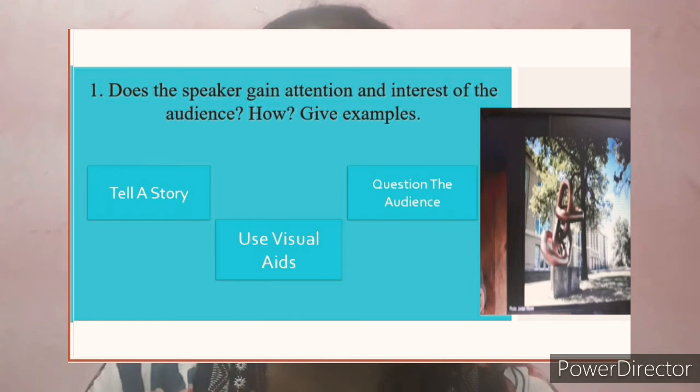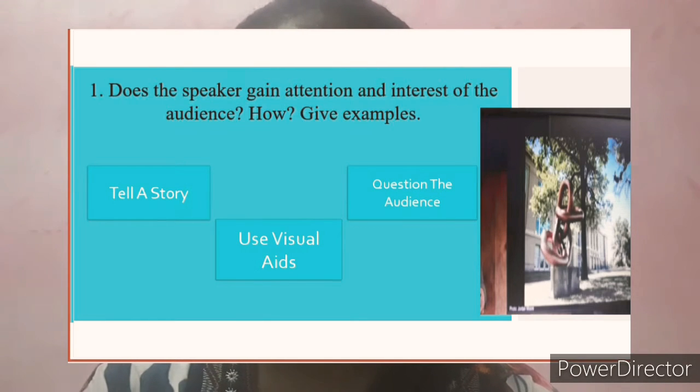Today, my group members and I are going to present our speech analysis report. The topic given is how we can support the emotional well-being of teachers by Sydney Jensen. From the guideline, the first question is, does the speaker gain attention and interest of the audience?